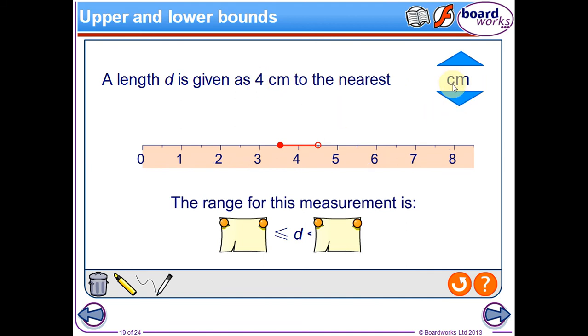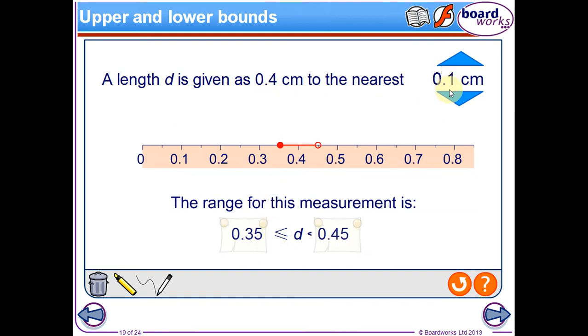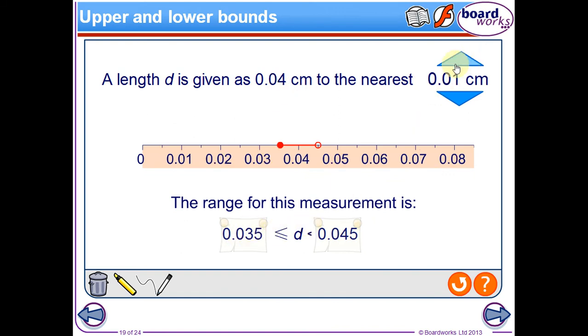To the nearest centimeter means to the nearest unit, so that is 1. So 1 divided by 2 is 0.5. Take away 0.5 and add 0.5. That's all. If you want to see the answer, let's check 3.5 and 4.5. Let me go back to this one now. You take away 0.05 and add 0.05. So you see the answer. For this one, you take away 0.005 because you have 0.01 divided by 2, so that will be 0.005. Add 0.005 and take away 0.005, then you get this answer.